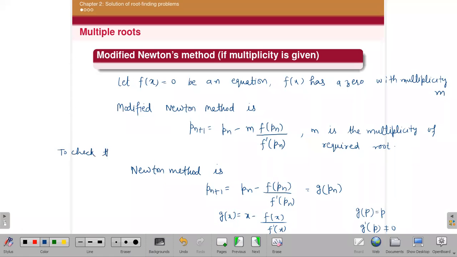Just to check here, I should write to check the convergence of Newton method in case of multiple roots.